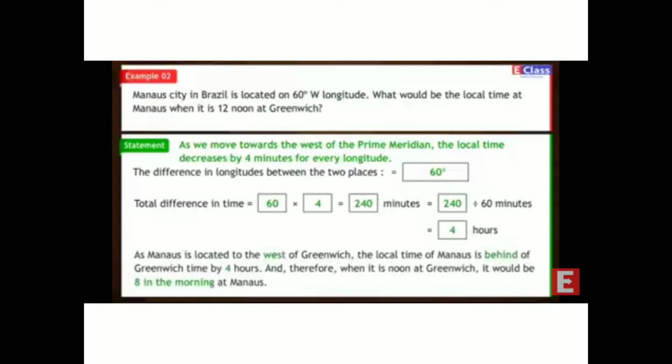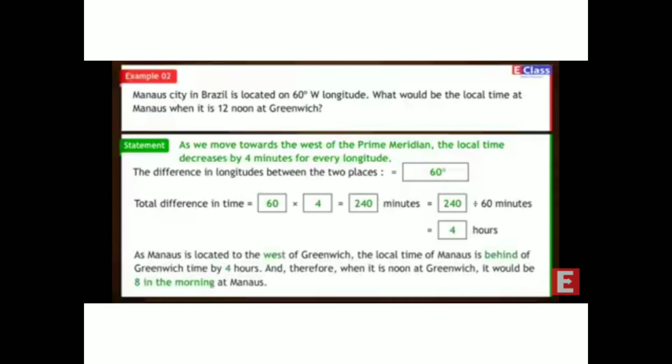What is the difference in longitude between the two places? 60 degrees. The time difference is 60 multiplied by 4, which is again 240 minutes. Then 240 divided by 60 is again 4 hours. In the first example we went towards the east, but in this example we are going to the west. So we are going back 4 hours.